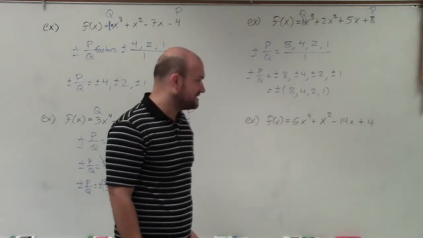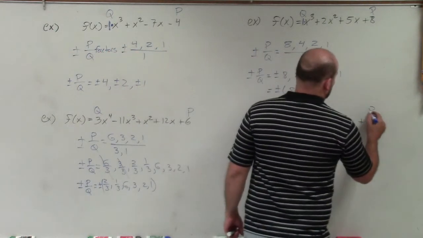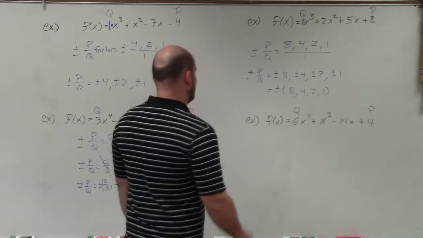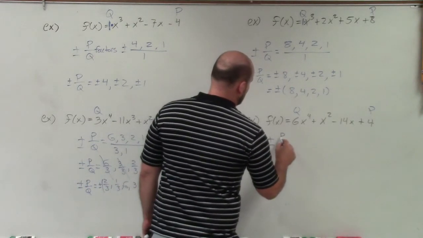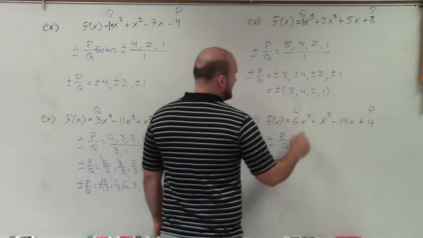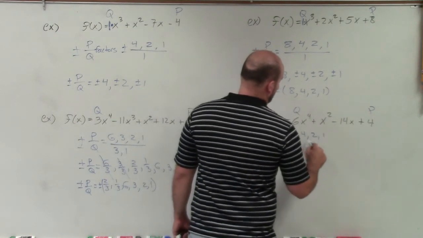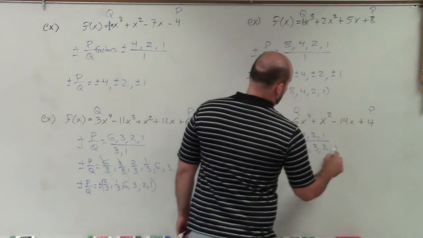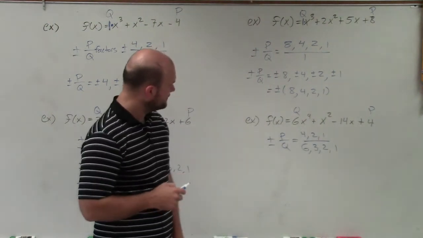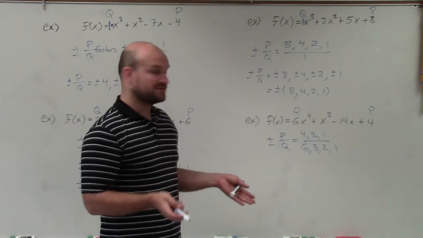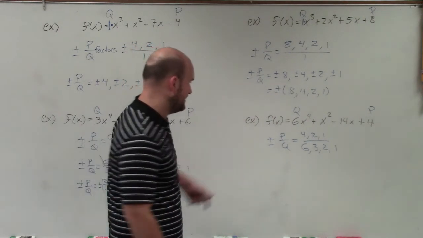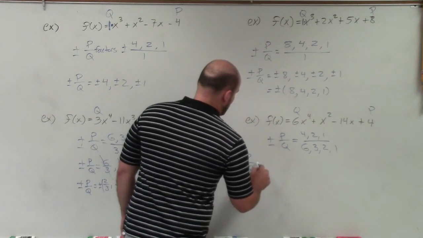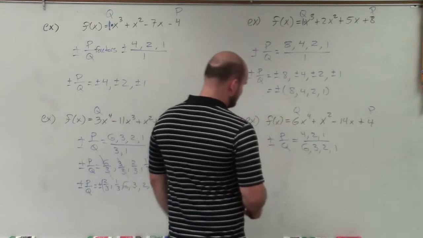OK, in the last example here, now our q is larger than our p, but that is perfectly fine. Again, we're just going to take all the factors of our p and our q, and list them out. So our factors of 4 are 4, 2, and 1. And our factors of q are going to be 6, 3, 2, and 1. Now, I have a little bit more factors here, so I'm not going to write everything out like I did. As I get through it, I am going to simplify them.